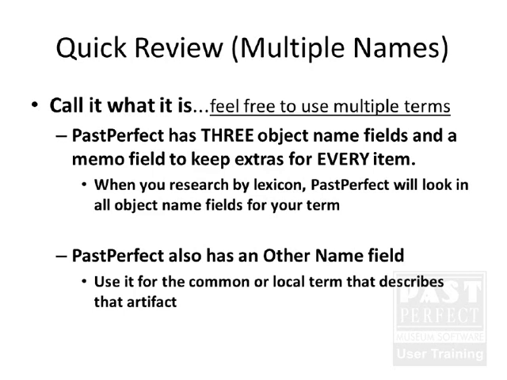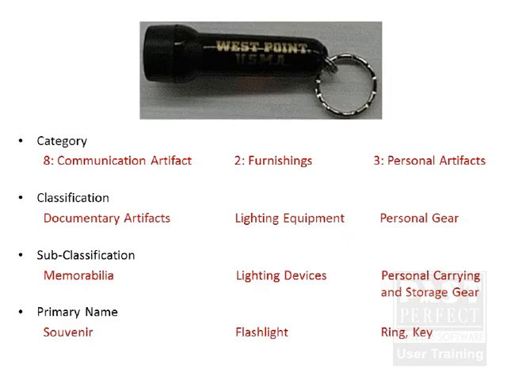And don't forget, PastPerfect has the other name field. The other name field is for the more common or local term that describes the artifact.